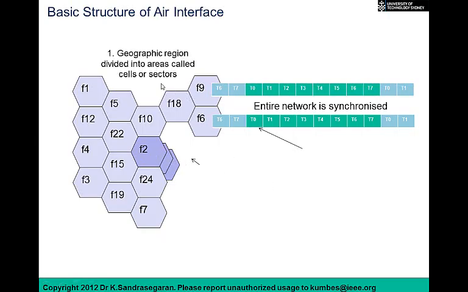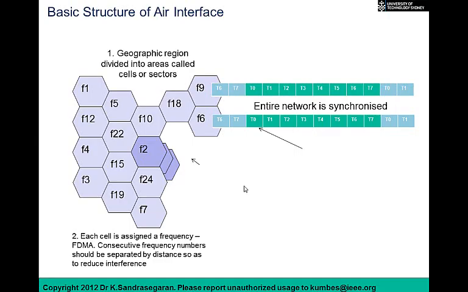Okay, so we've already talked about this. The geographical area is divided into areas called cells or sectors, and each cell is assigned a frequency. Consecutive frequency numbers should be separated by a distance so as to reduce interference. And then radio transmission in each cell is divided into 8 time slots, part of the TDMA frame.